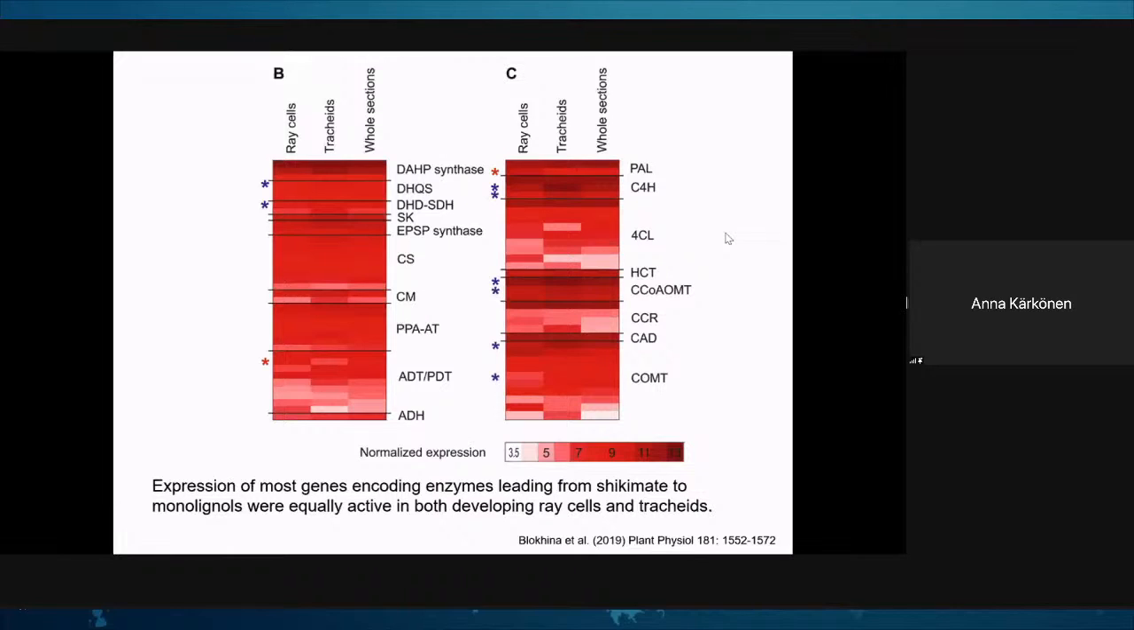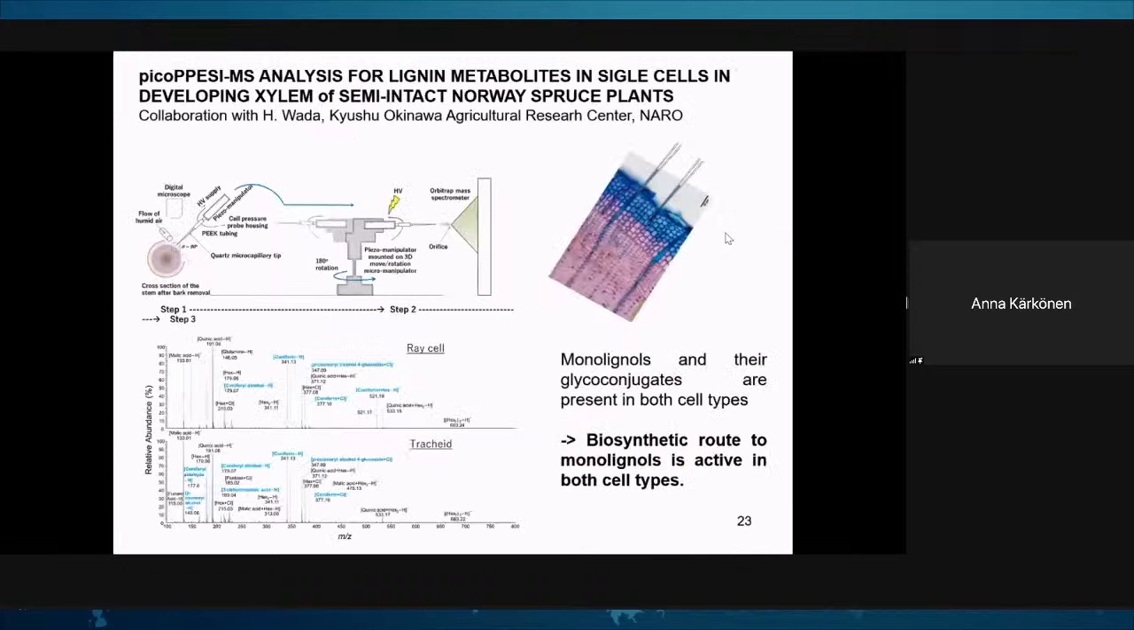So we wanted to do the metabolomic analysis to see whether these metabolites, that is phenolic compounds involved in lignin biosynthesis, exist in ray cells. And for this, we collaborated with Hiroshi Wada in Japan. He has the equipment with which you can inject cell sap from a single cell and immediately analyze it with the MS.